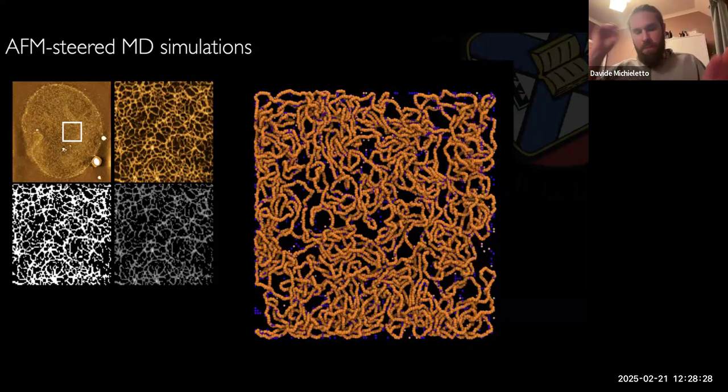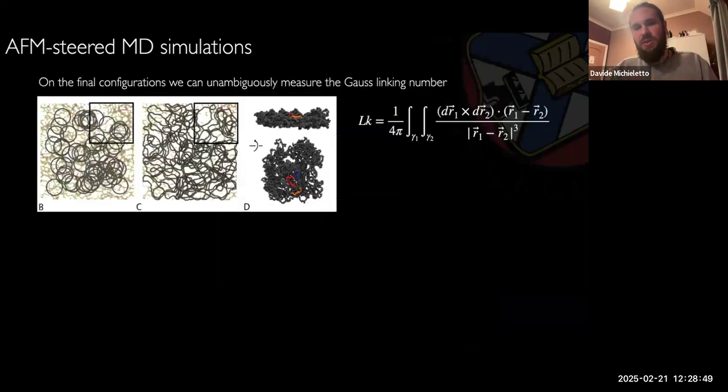But now I know perfectly the topology, and I resolved the topology because I let the rings displace also in Z. So I know precisely where the rings are, and I've resolved all the crossings as well. These simulations are compatible with the AFM image, but they allow me to do more topological analysis. So from these simulations, we compute the Gauss linking number. We compute this quantity here.